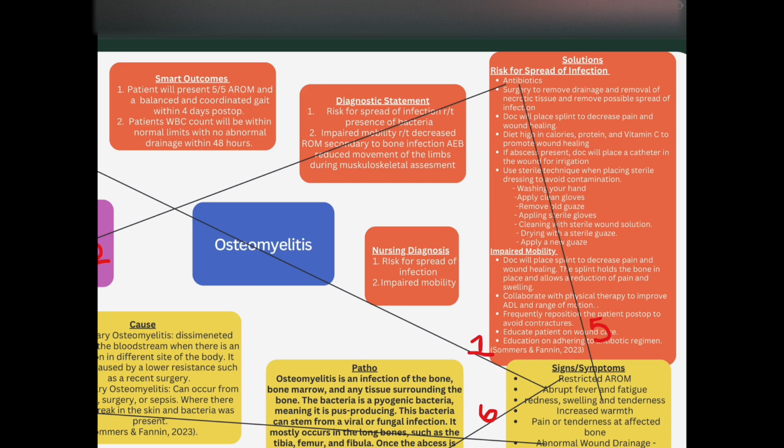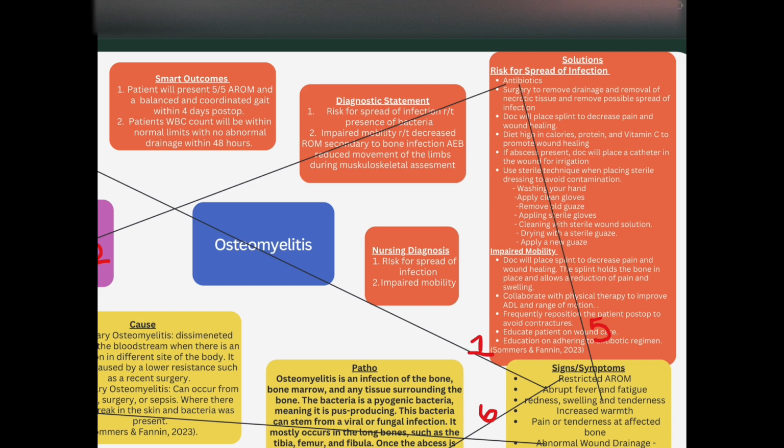We know that nutrition is very, very important post-op, and we want to have a nutritional diet to fight off the risk of infection. So we want a diet high in calories, a diet high in protein and vitamin C to promote wound healing. Like I said previously, for the surgical interventions, there could be a drainage of the abscesses. So if an abscess is present, the doc will place a catheter in the wound for irrigation.